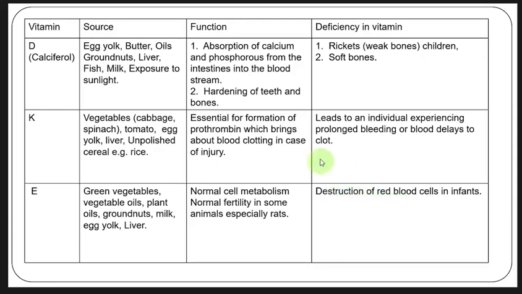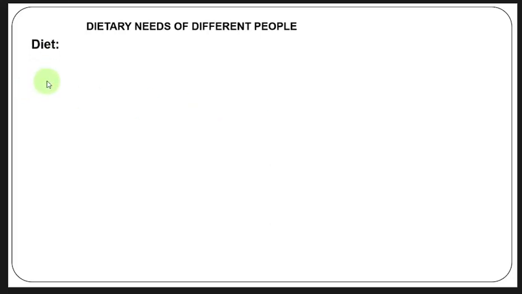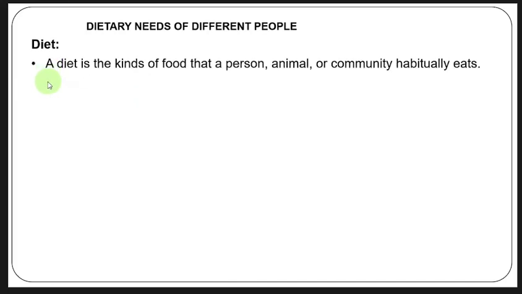All right, so we are done with the nutrients. Now let's move to another subtopic known as the dietary needs of different people. So you understand different people of society have different dietary needs. So let's look at what the diet is first. So what is the diet? We are saying the diet is the kinds of food that a person, animal, or community habitually eats. So the type of food a person eats is known as a diet.